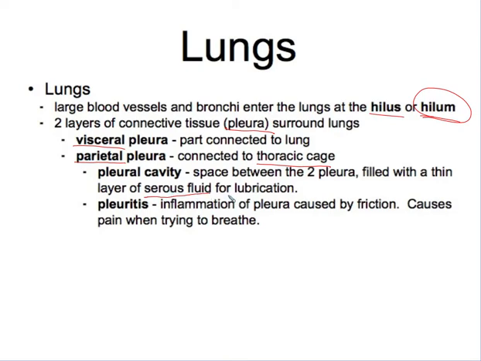The reason for the fluid is lubrication, so that when you breathe, your visceral and parietal pleura do not come in direct contact with one another, which would cause friction, which would cause pain. They could potentially rupture, which would leave a whole bunch of issues for the individual. If we have this situation called pleuritis, again, pleura refers to the lungs, itis refers to inflammation. This is essentially inflammation of the pleura caused by friction. This is when it becomes painful. It makes it difficult to breathe. It's painful to breathe, not something that's real enjoyable for most people.